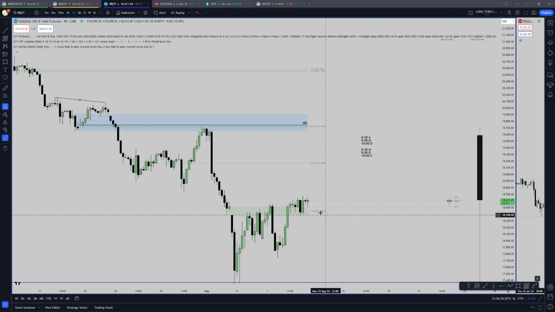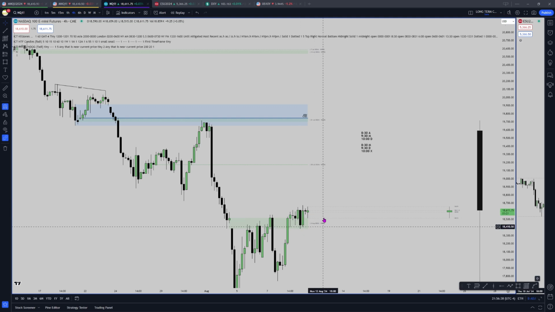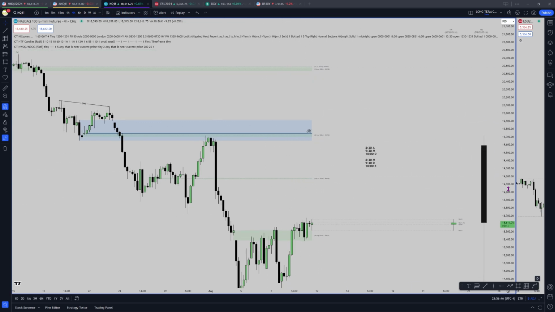Yeah, I would expect a reaction. Like right now, we are reacting off of the NWOG. They're just reference points, so price will most definitely react. I expect a reaction up here, up here, up here.